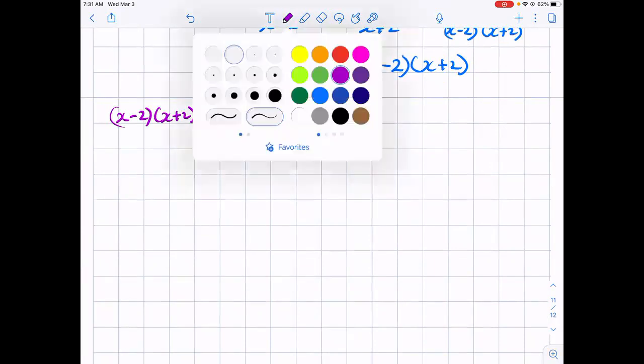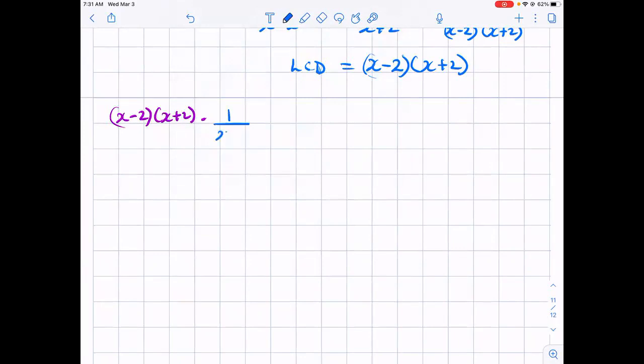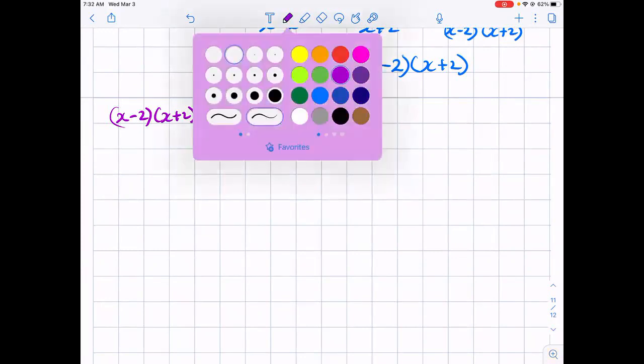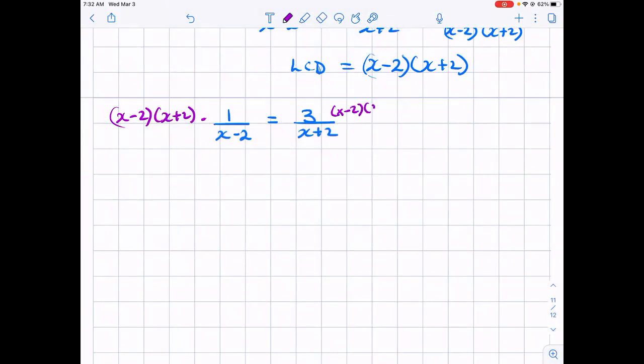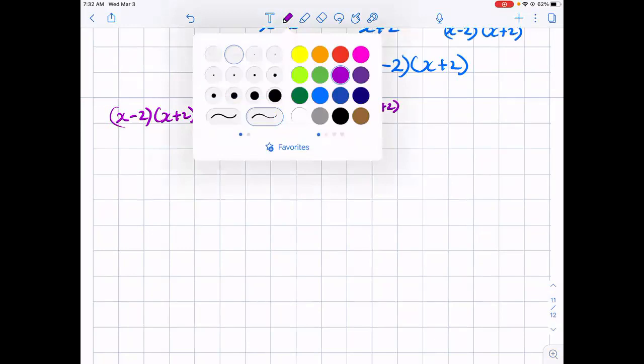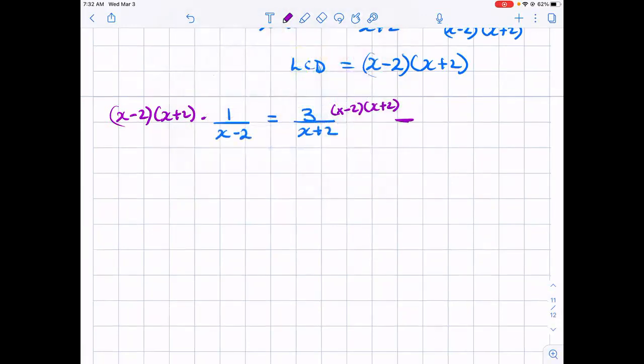So I'm going to multiply that by the first term, which is 1 over x minus 2, equals, the next term was 3 over x plus 2, and I'm going to multiply that by x minus 2 times x plus 2. Then we subtract 6 over x minus 2 times x plus 2, everything, and I'm going to multiply that also by x minus 2 times x plus 2.